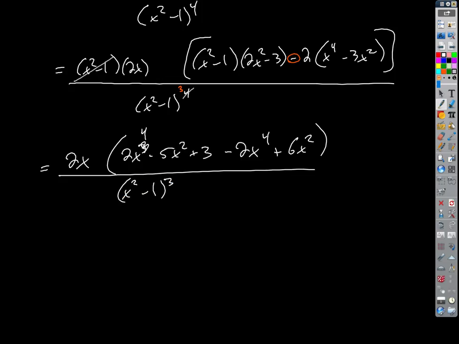And then I get some good cancellation. Those go away. And then 6x squared minus 5x squared is just x squared plus 3. What's left on top? All divided by x squared minus 1 cubed. So there's our second derivative.